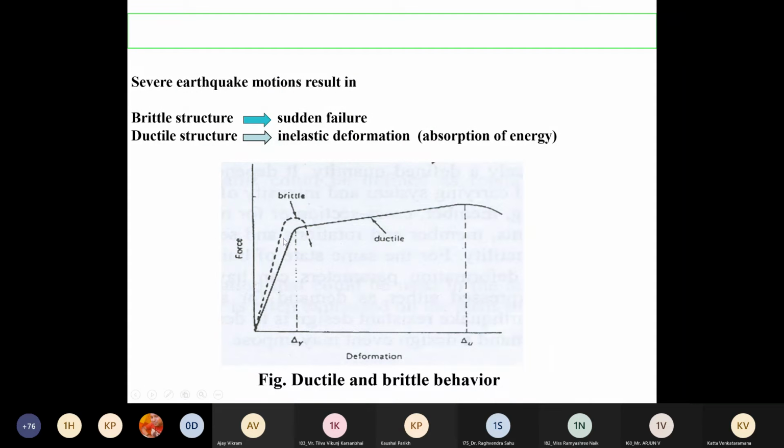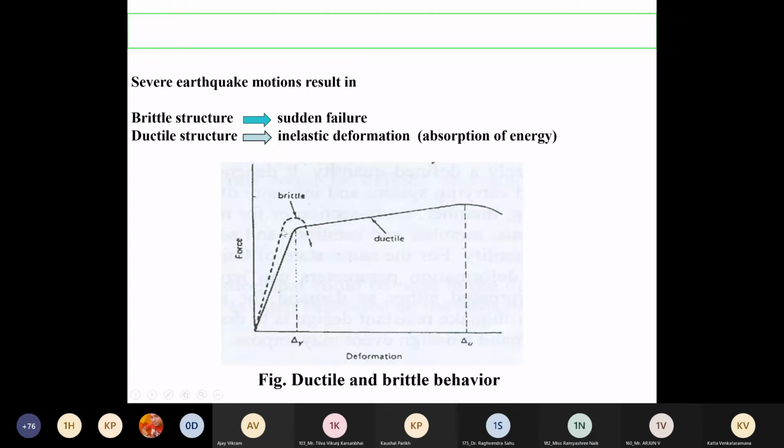Under severe earthquake motions, in the case of a brittle structure, there can be sudden failure. And if the structure is ductile, it can undergo inelastic deformation and there can be absorption of energy. This figure shows schematically a force versus deformation.